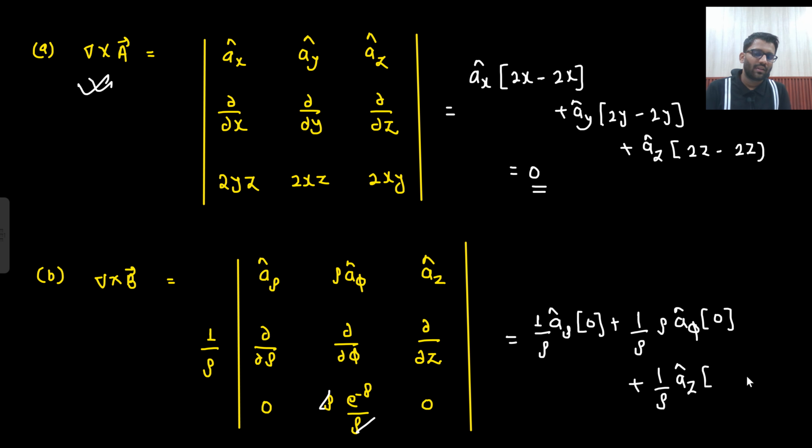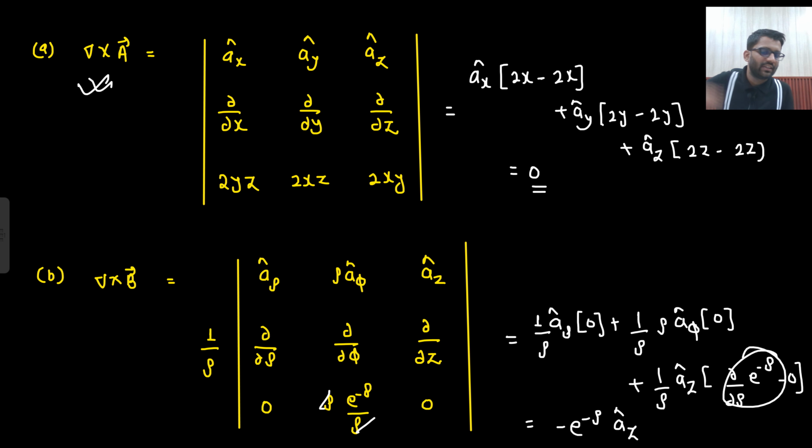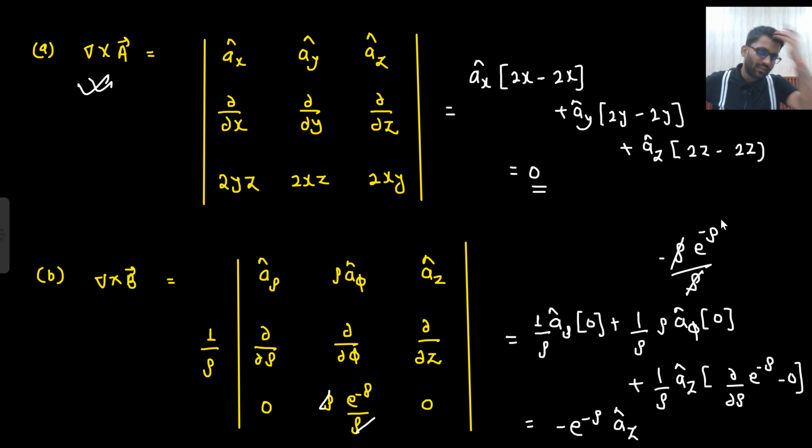d by d rho of e to the power minus rho, minus d by del phi of 0, so minus 0. So what are you getting here? This is 0, but this is non-zero. So what is the final answer? Minus a rho cap, a_z cap. Because if you differentiate this, what are you going to get? Minus rho, minus rho divided by rho. Then rho and rho are getting cancelled. So minus e to the power minus rho.